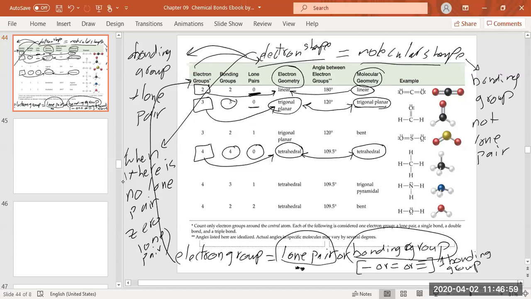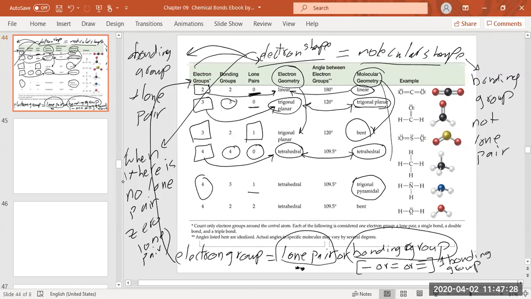Now, when we have three electron groups, there is a possibility of having one lone pair. In that case, the electron geometry, the electron shape, will be trigonal planar because we have three groups, but the shape of the molecule will be bent. If we have four electron groups and one lone pair, the shape of the molecule will be trigonal pyramidal. If we have two lone pairs, the shape of the molecule will be bent.